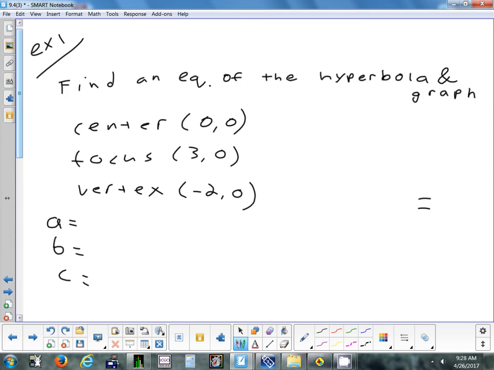The equation of a hyperbola is always equal to what number? 1. It's going to be 2 fractions. What goes between the 2 fractions? Minus sign.